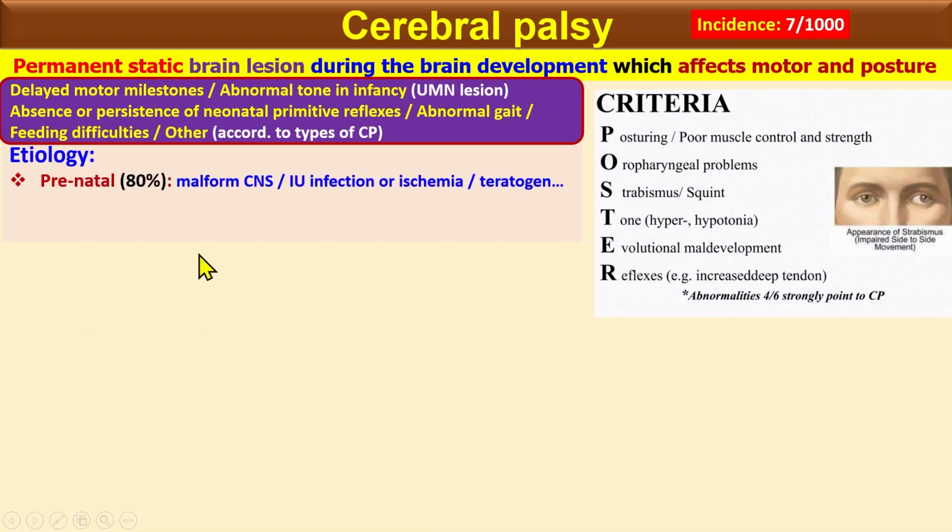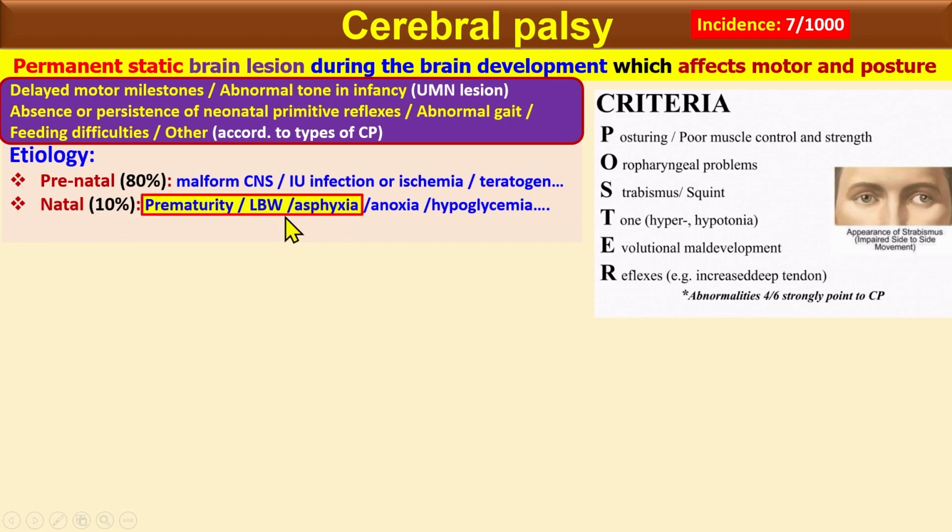In the etiology, as I mentioned, the most common is prenatal, meaning 80% of cases have some prenatal causes, like malformed CNS, intrauterine infection, ischemia, or teratogens. So there is a long list of prenatal causes. Okay, and natal is 10%, but the most important are prematurity, low birth weight, and asphyxia. So these are very important risk factors, because if they are present, the risk of cerebral palsy increases many times.